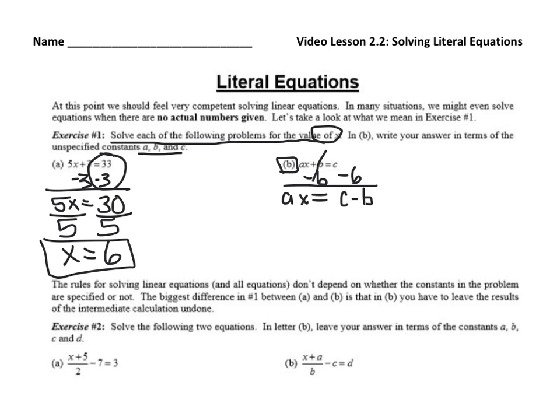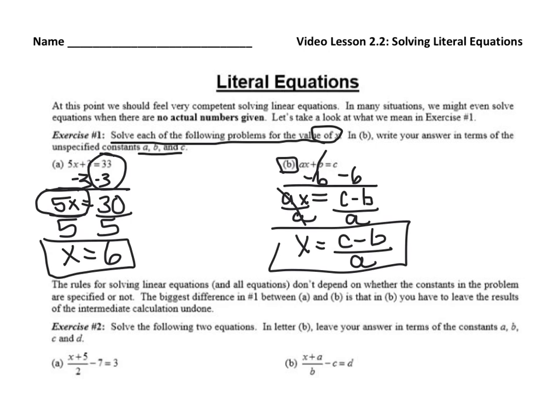Now at this step in letter A, when we have 5x by itself, to finish solving the equation, we divide it by 5. We're going to do the same thing here. To get the x by itself, we're going to divide both sides by A. You're left with x equals C minus B over A. And that's your solution. And it makes sense because this is a literal equation, and literal equations actually have expressions as answers, not numbers.